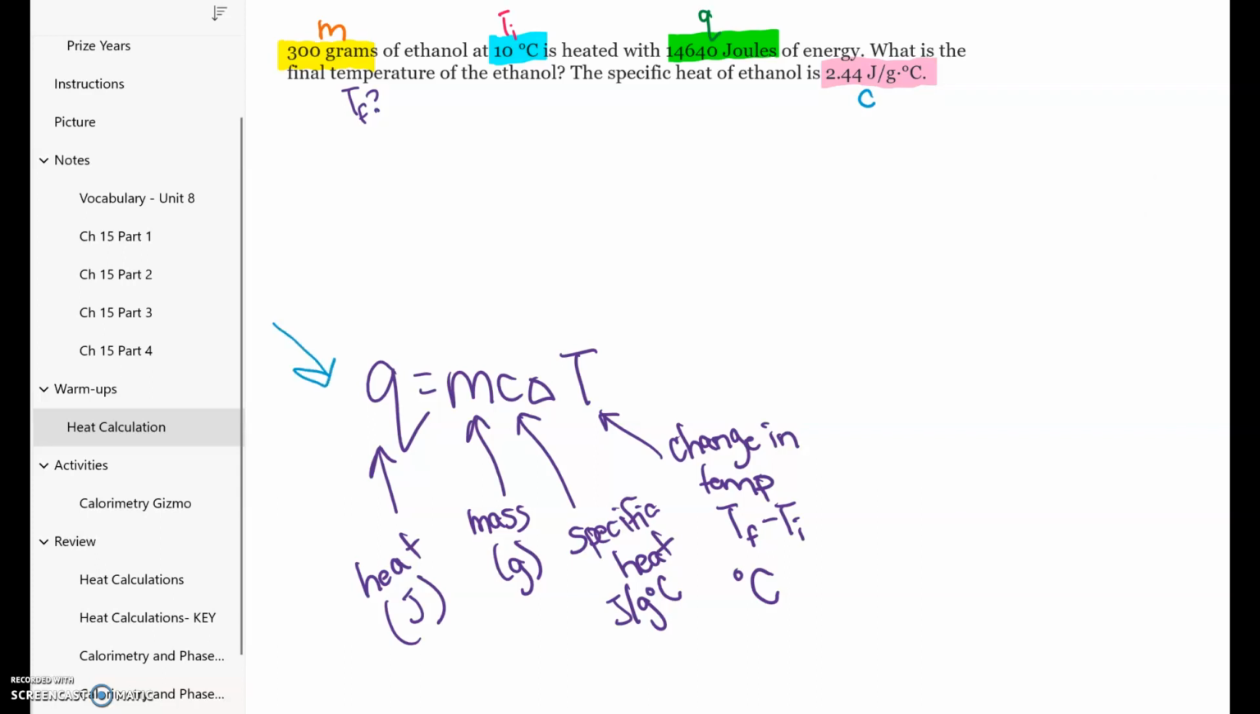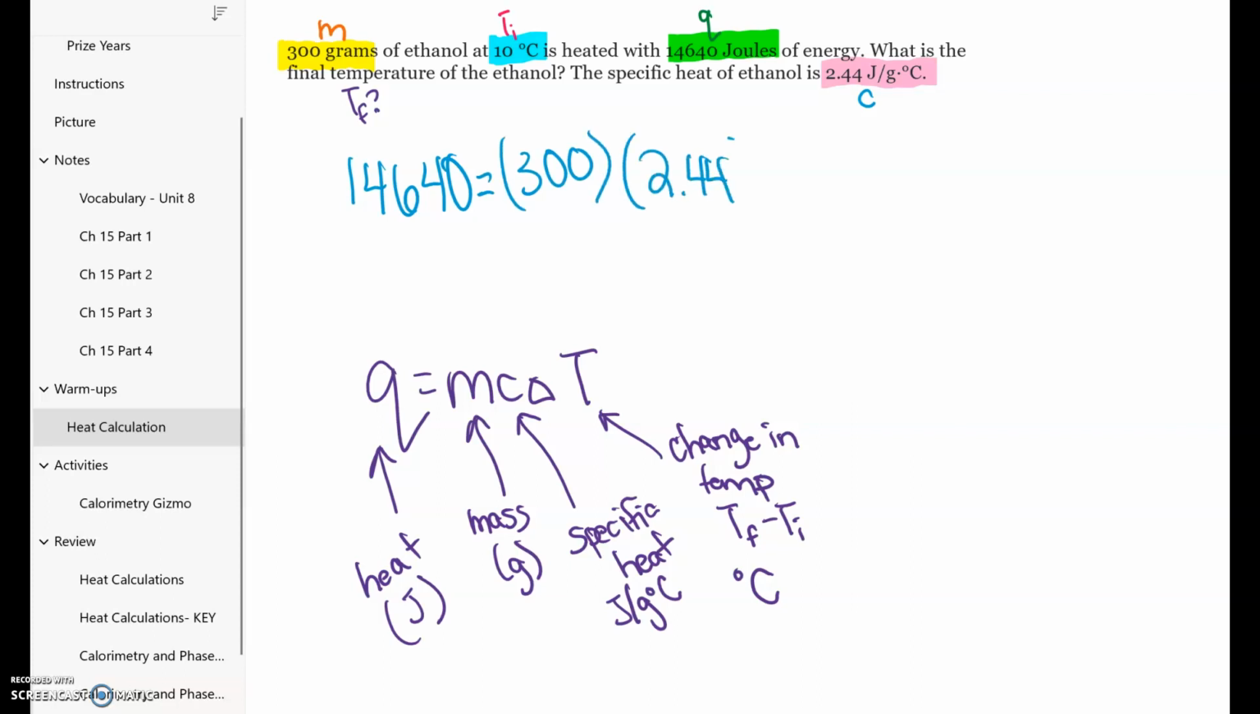So Q is that 14,640. Next is our M. We labeled that right up there, 300. C, we labeled that, 2.44. Then delta T is final minus initial. So final, we don't know, that's our X. And then initial, it said 10 degrees.